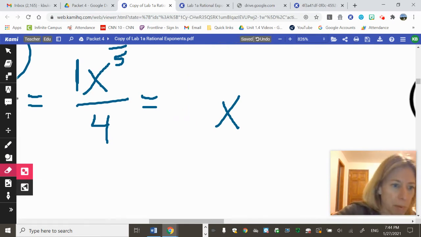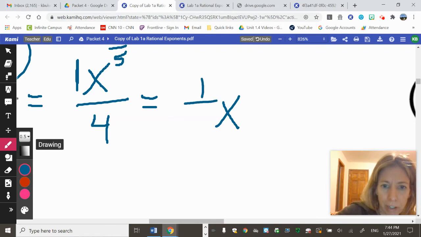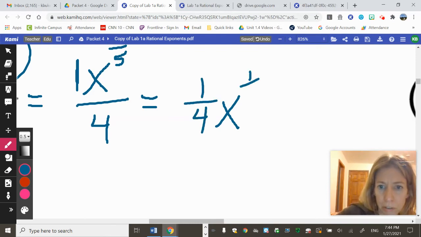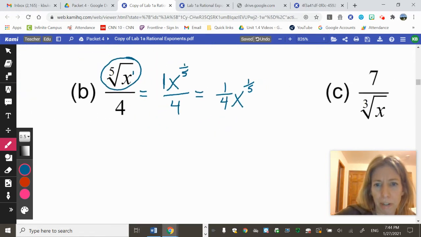Sometimes I need to remember to zoom in more so my handwriting is a little more legible. There we go, that looks better.